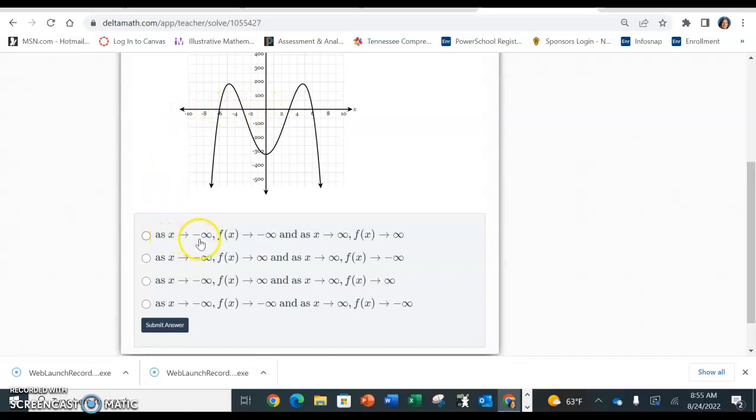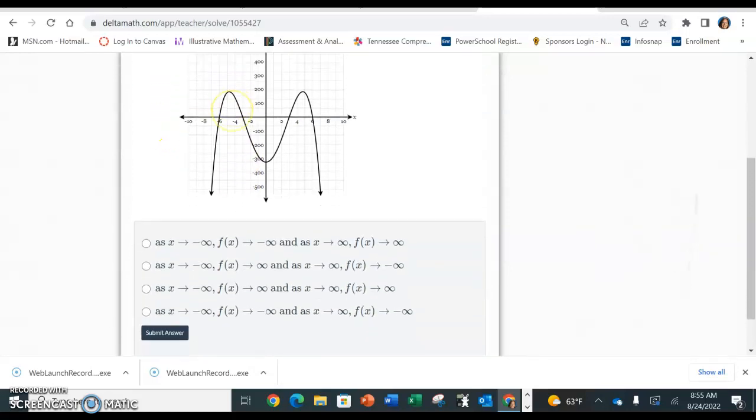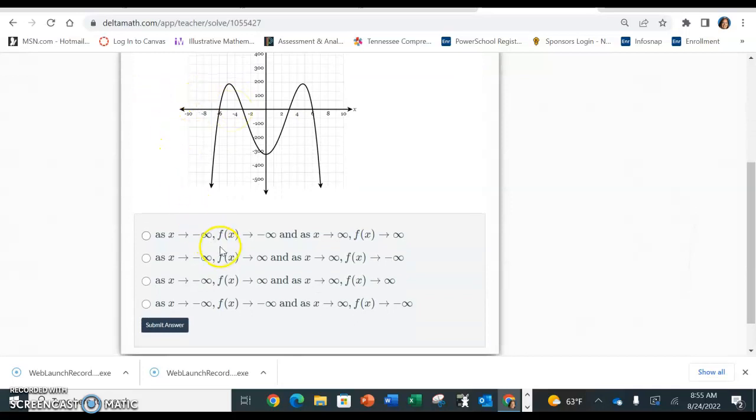So as x goes towards negative infinity, what does my f of x, or my y, do? Remember up here it says y equals f of x, so this is just algebraic notation. We're always going to determine the left side and the right side. This goes down. My vertical axis is my y-axis, so that's my f of x. So my f of x is going towards negative infinity. So it has to be either the first one or the last one.